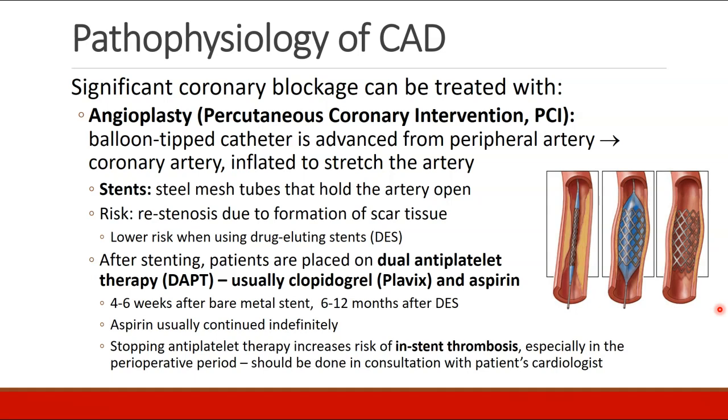Regardless of the type of stent, patients are typically placed on dual antiplatelet therapy after stent placement. Typically, this would be Plavix and aspirin. The therapy has to go for at least 4 to 6 weeks if it's a bare metal stent, 6 to 12 months if it's a drug-eluting stent. After that time, the Plavix can be stopped, but typically aspirin is continued indefinitely.